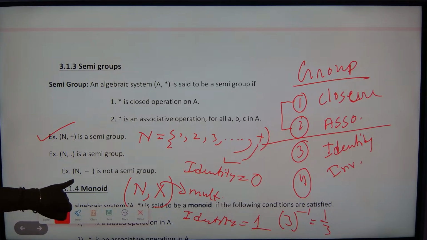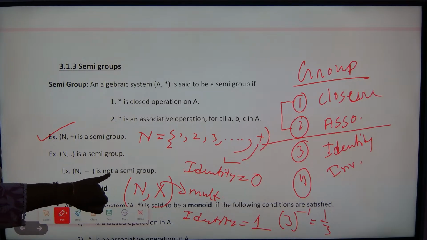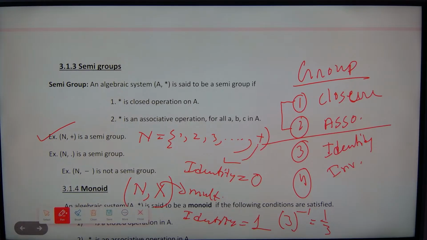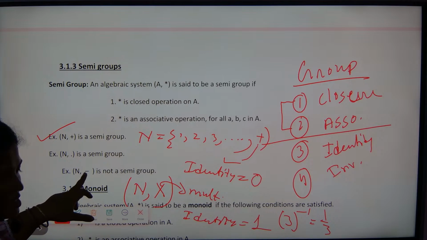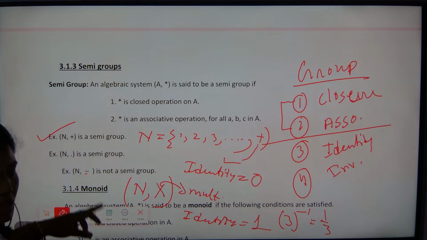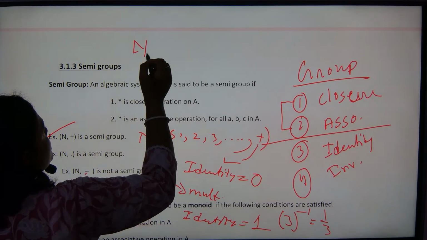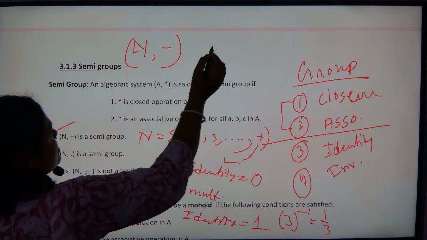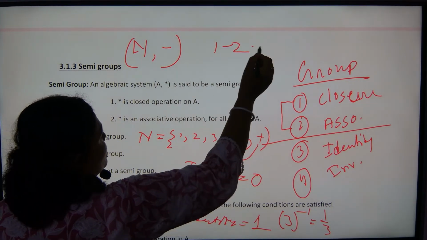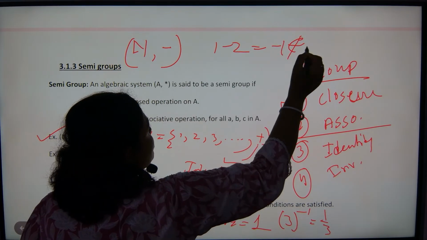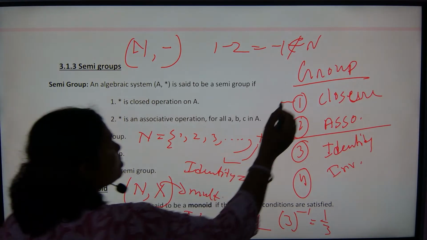Now again, (N, −) is not a semigroup, because it is not closed. A plus B, yes, not plus, it is minus. Now take two elements of N with minus, so 1 minus 2 equals minus 1, which does not belong to N, so not closed.